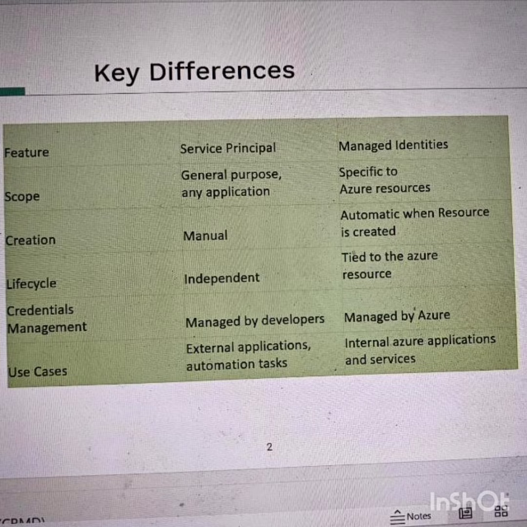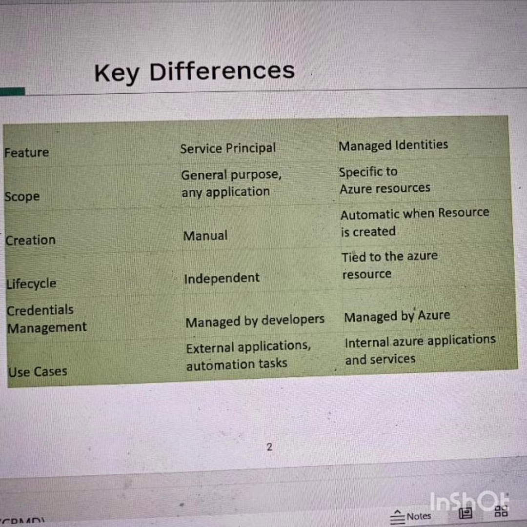And with regard to the use cases, service principals are used for external applications. For example, when you want to integrate an ADF with Databricks, your data factory is an Azure resource and Databricks is an external application. Also for automation tasks like CI/CD, DevOps.